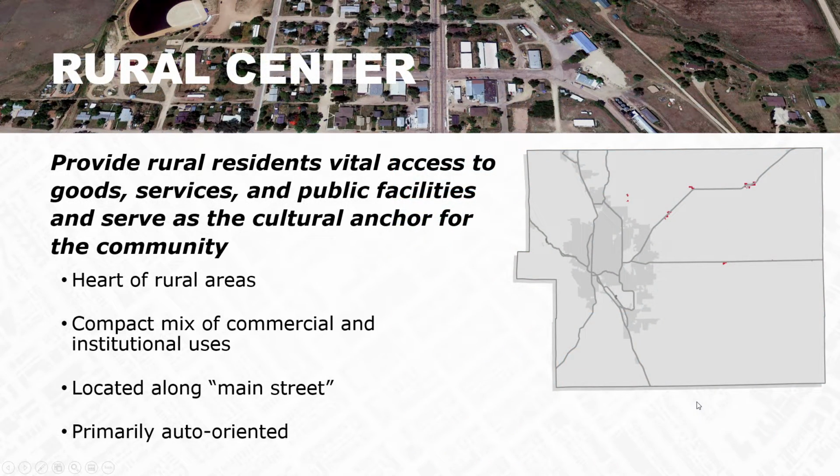The next area we're calling a rural center. And you can see these in the map as these red areas that are scattered primarily as we begin to extend northeast of the central developed areas. These provide rural residents vital access to good services and public facilities and serve as a cultural anchor for the community in these further out locations. These rural centers function as the heart of these rural areas. Their compact mix of commercial and institutional uses is in these specific locations. They are located along very big thoroughfares or main streets, and they are primarily auto-oriented, but these are sort of little enclaves that serve much larger rural areas.